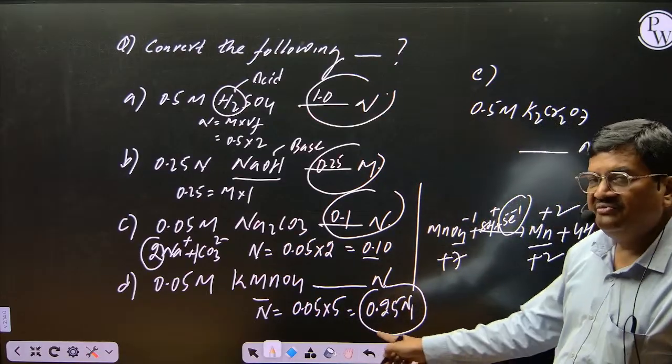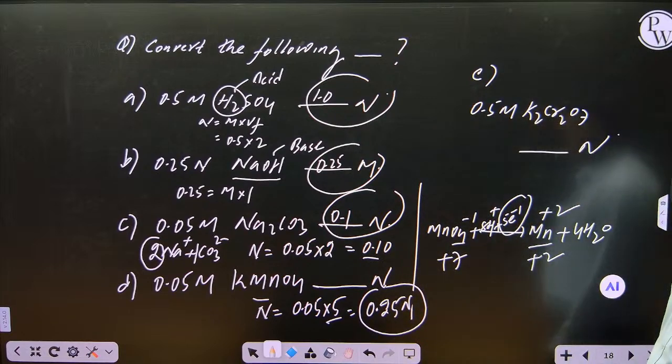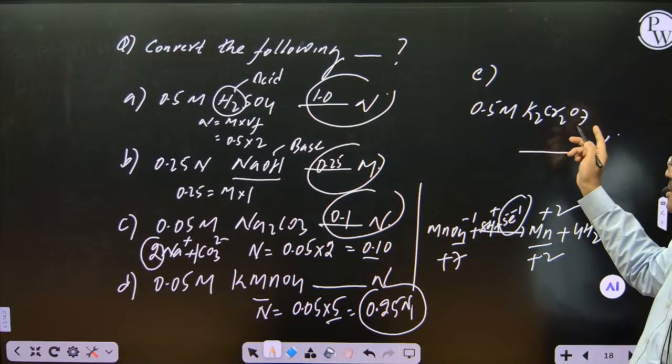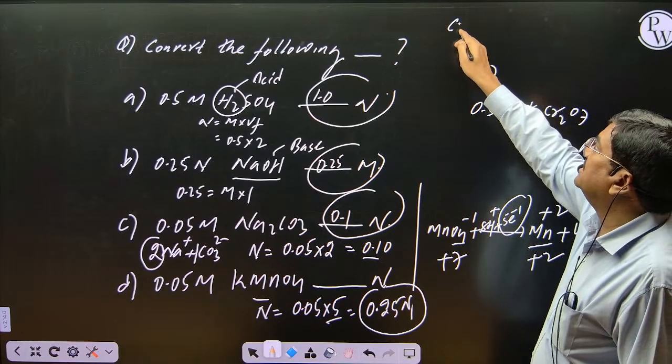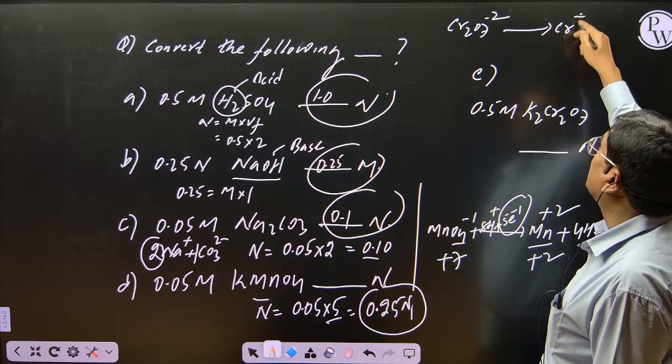Understood why I took 5 here? Number of electrons gained is 5. Check answer, all of you. And you know potassium dichromate, it is an oxidizing agent. You know, in the 11th redox chapter, dichromate ion, since it is an oxidizing agent, it will undergo reduction.